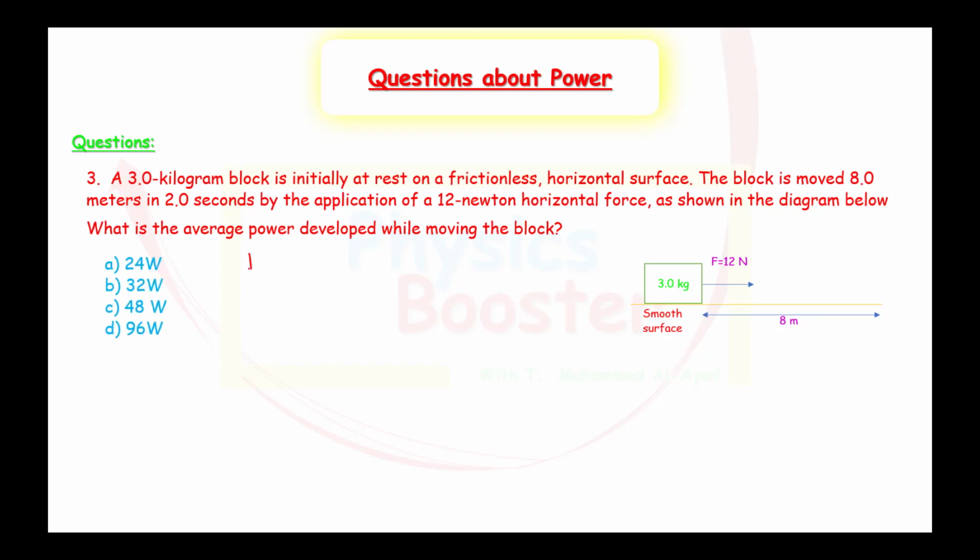Again, power is equal to work divided by time. And we know that work is equal to force multiplied by distance. So we replace work with this equation, which is force multiplied by distance, divided by time. The force is 12, the distance is 8, and the time is 2 seconds. So we can do it like this: it's 12 multiplied by 4, and the answer is 48 watts. So the answer is clearly C.